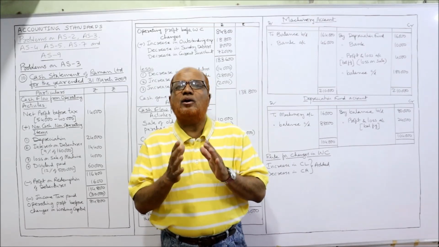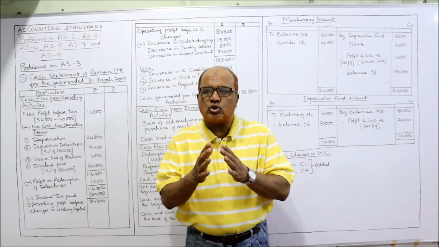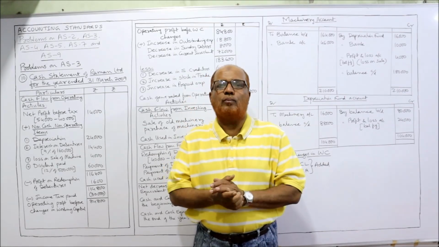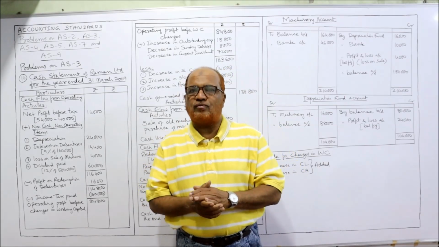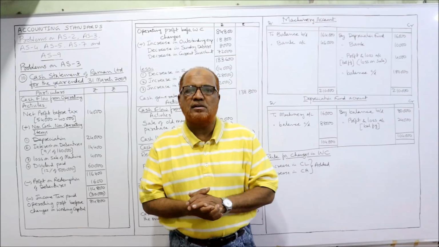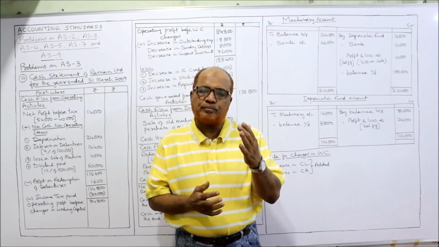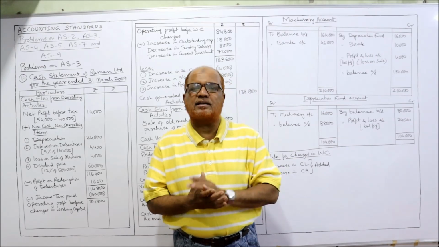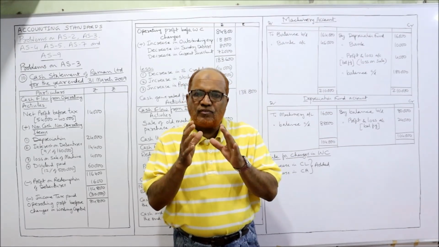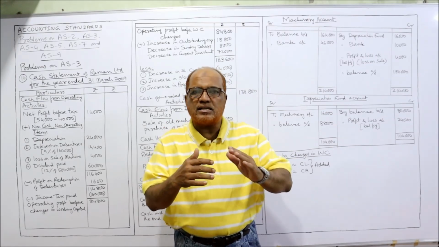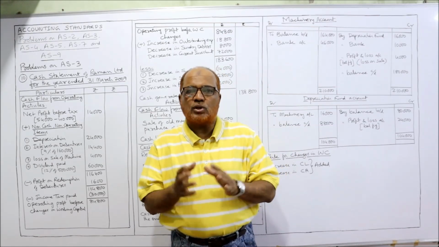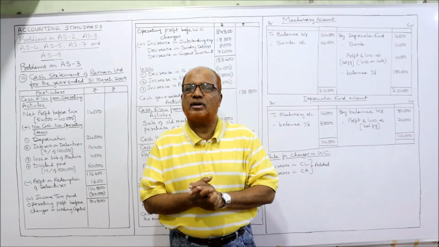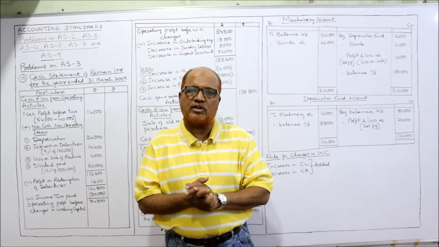So AS3 requires that cash flows should be separated. That means the business has to show the cash flows from operating activities, cash flows from investing activities, and cash flows from financing activities. Cash flow means inflow as well as outflow. This statement is very important for cash planning and cash management.